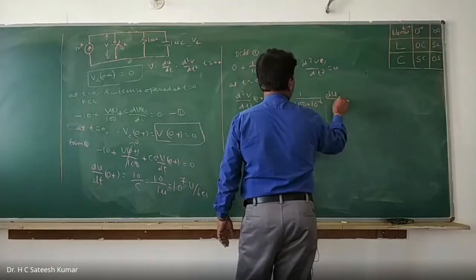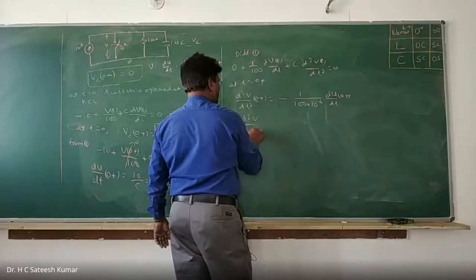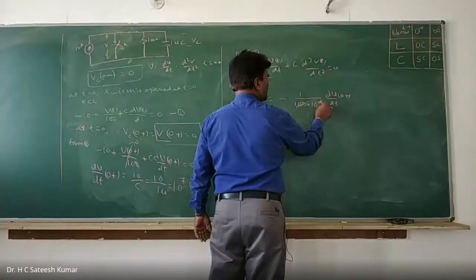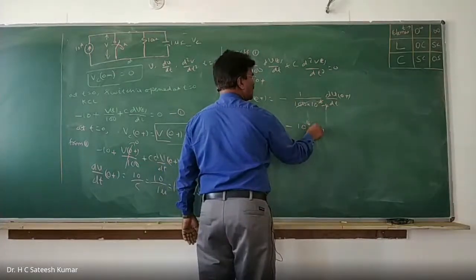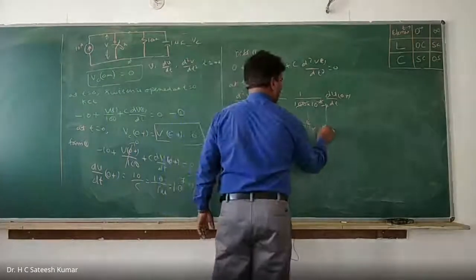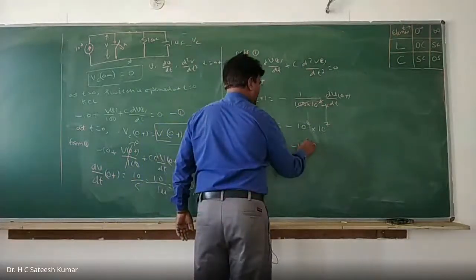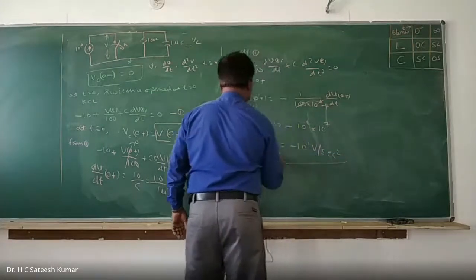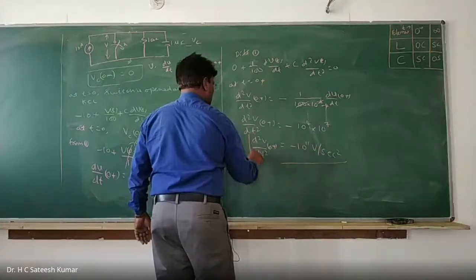At 0 plus, which is nothing but d squared V/dt squared at 0 plus is equal to, so 10 to the power of 6, this is 10 to the power of minus 4. When it goes to the numerator, it will become 10 to the power of plus 4 into dV/dt at 0 plus, which is 10 to the power of 7. 10 to the power of 7 into 10 to the power of 4 is 10 to the power of 11, minus 10 to the power of 11 volts per second squared. So that is your d squared V/dt squared at 0 plus. That's how we should do it.